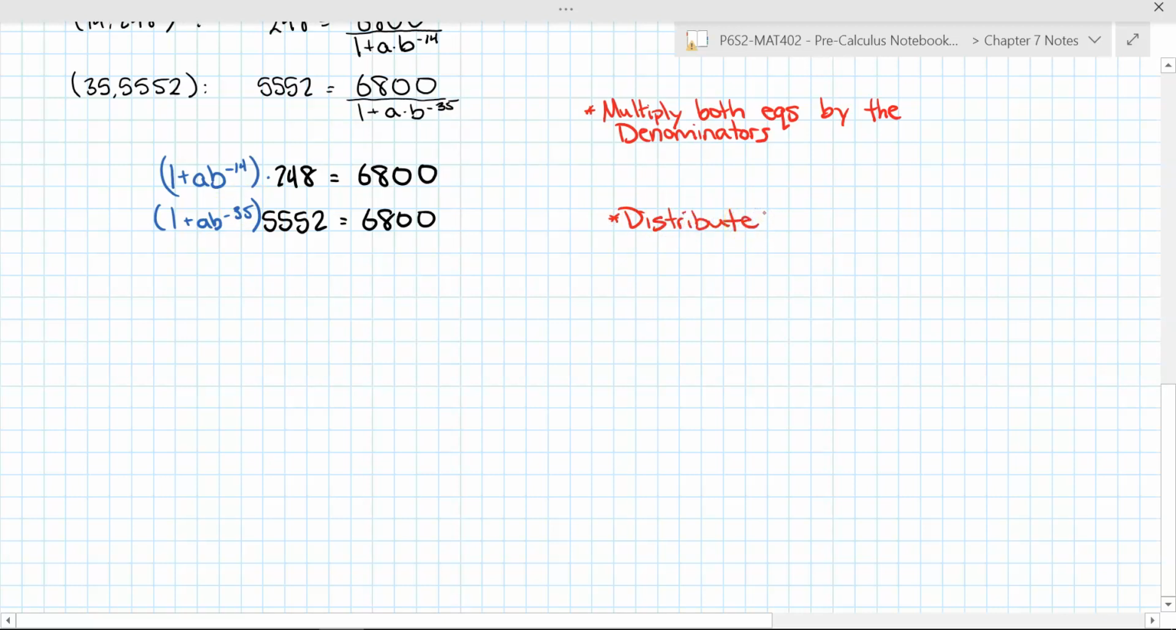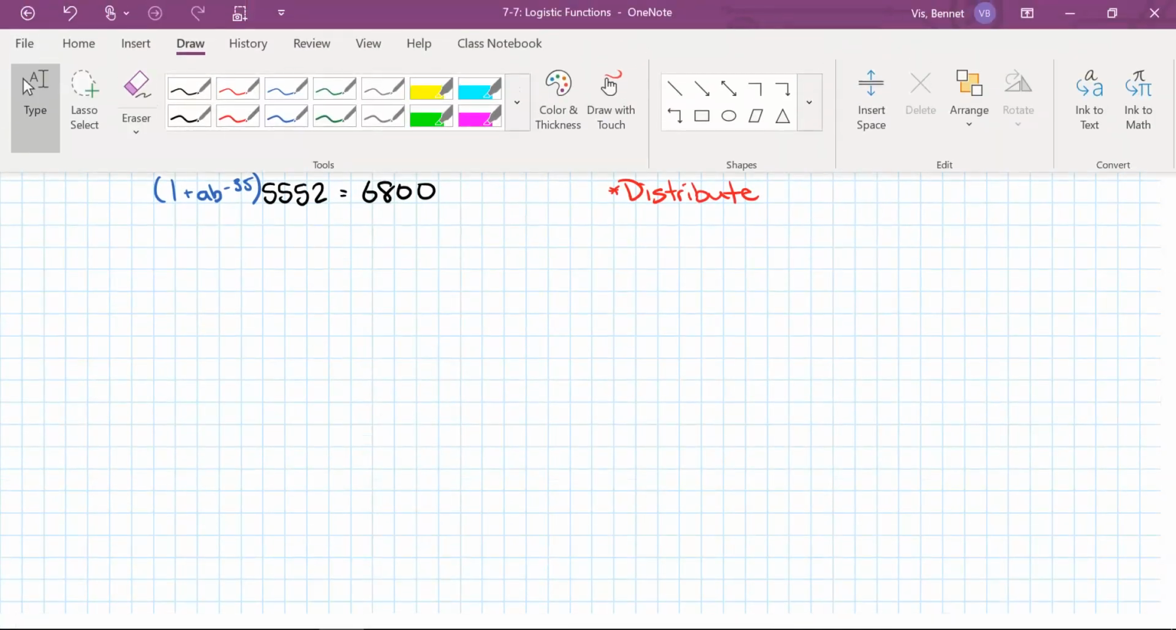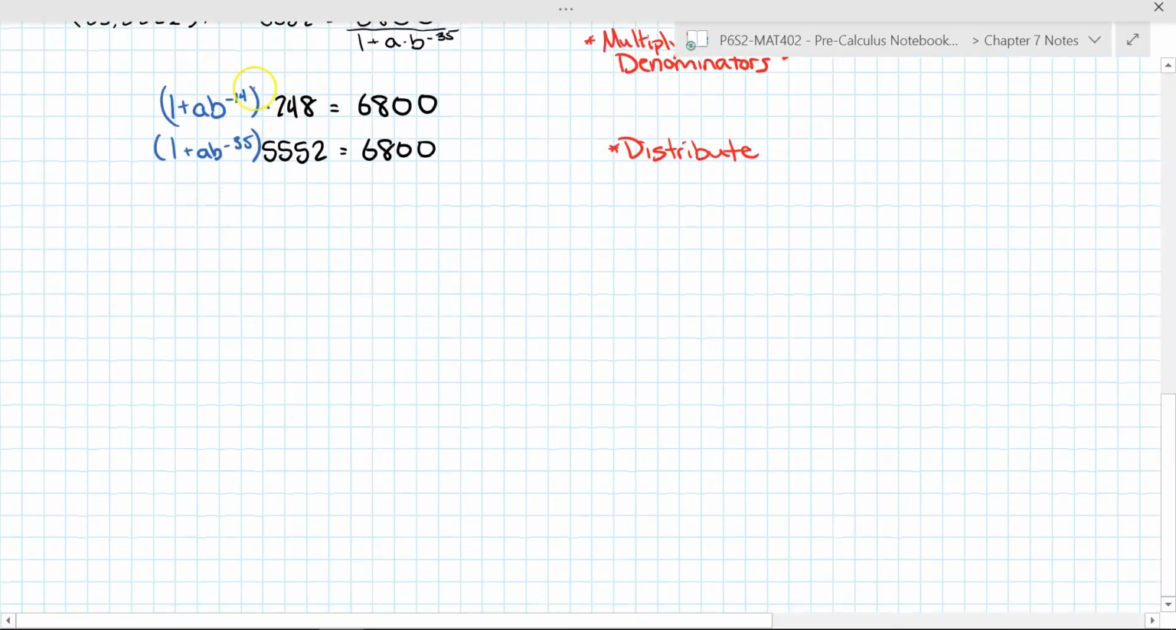Distribute both things here. So I end up with, in this case, the top one would be 248 times 1 plus 248 times AB to the negative 14th equals 6,800. Bottom equation, distribute the 5552. 5552 times 1 is 5552, plus 5552 times AB to the negative 35th. I just have to write that out.